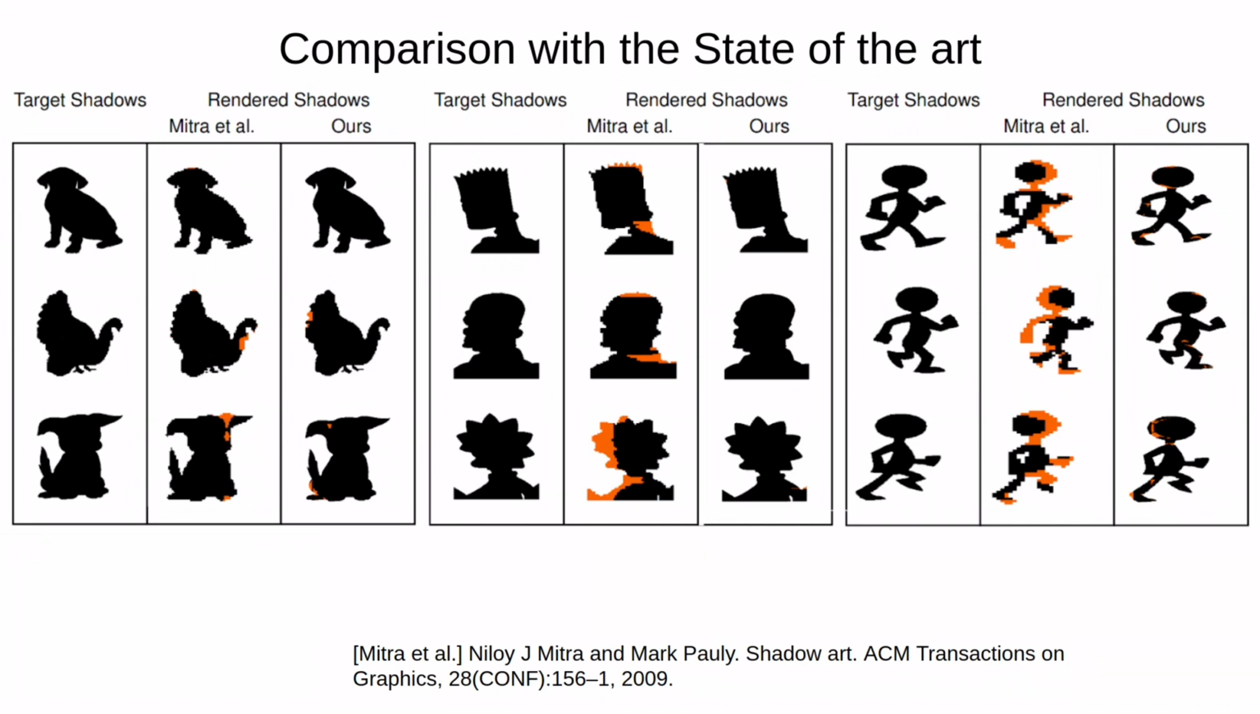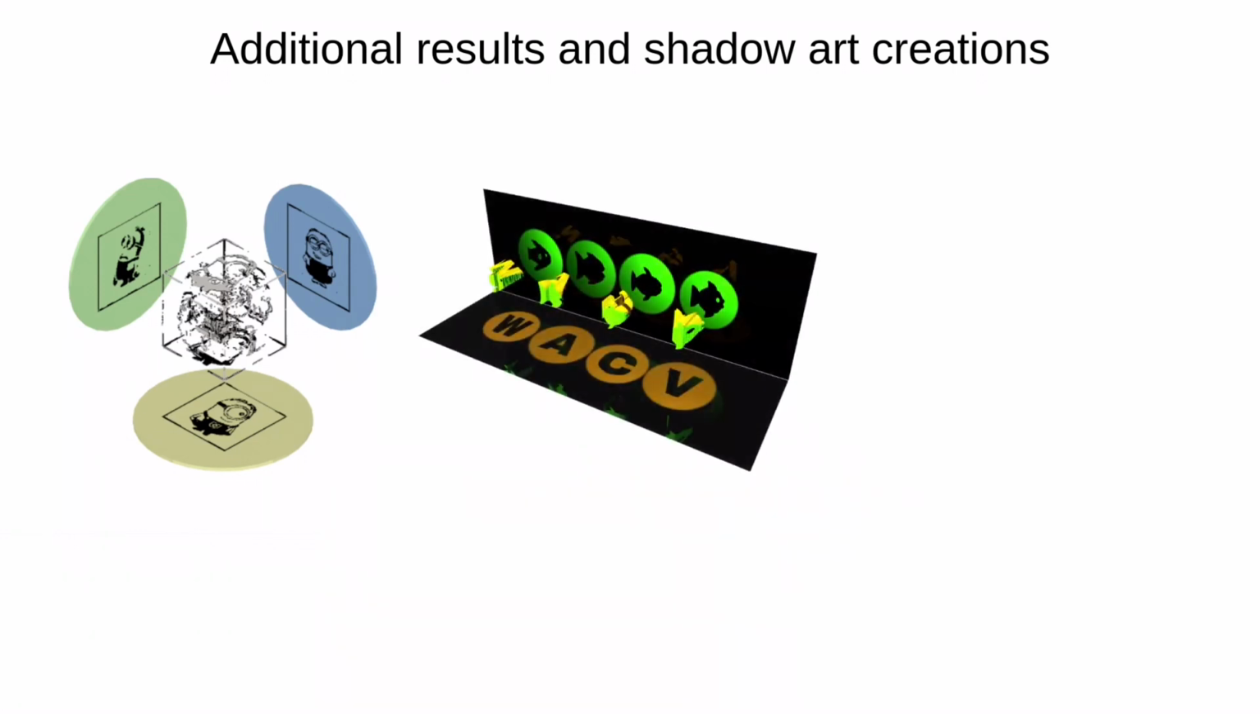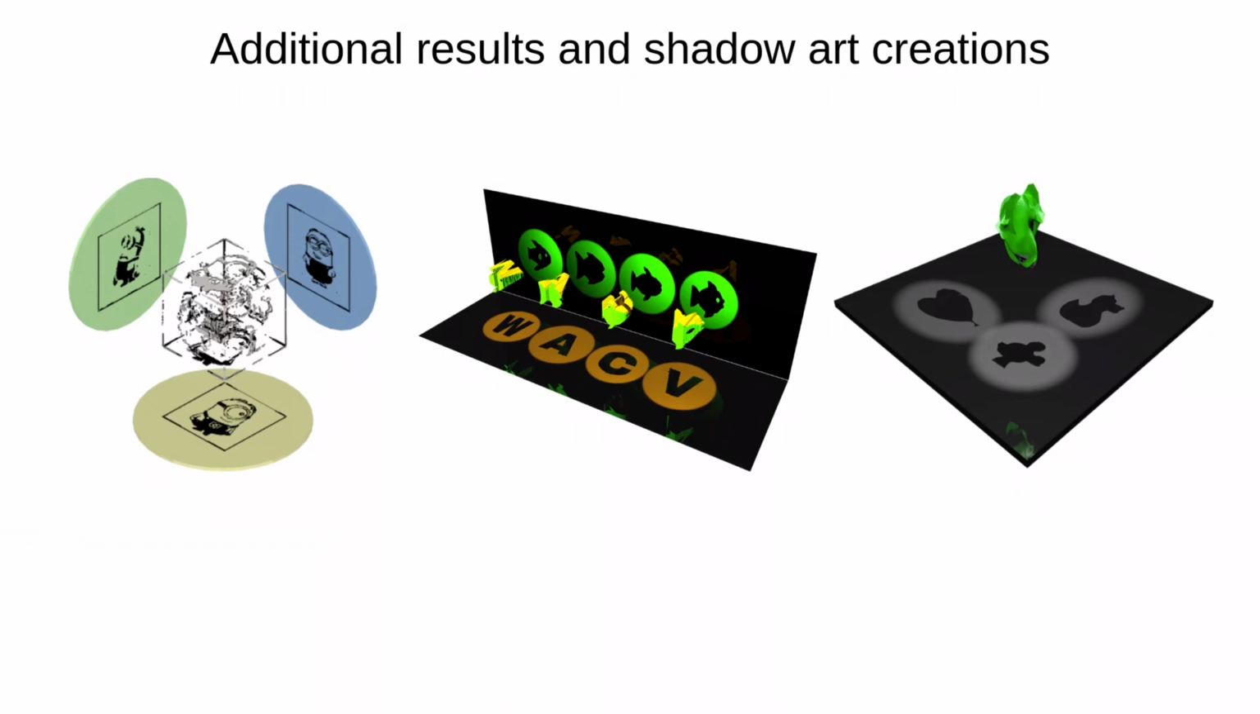Our method generates more accurate shadows even without applying any form of deformation on the target shadow images. Here are some additional shadow art creations. A seemingly random soup of voxels creating three distinct shadows resembling sketches of minions. The WACV acronym on one plane and fishes on the other to resemble an aquarium of floating letters. And finally, shadows of a heart, a duck and Mickey all on the same plane.